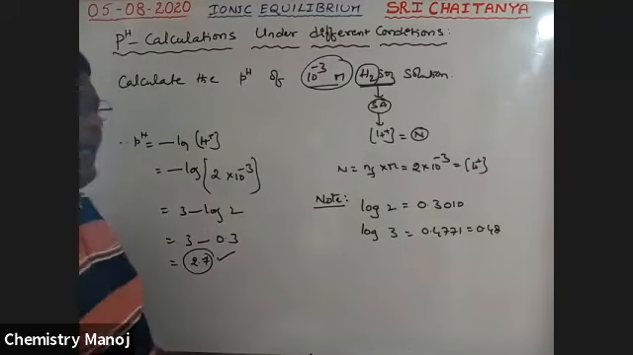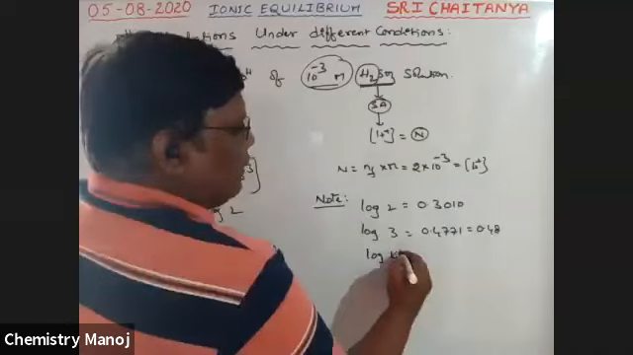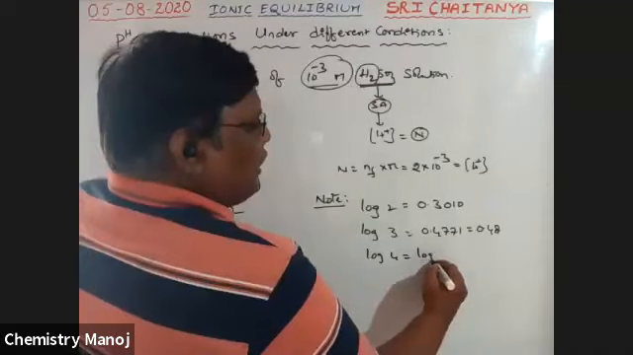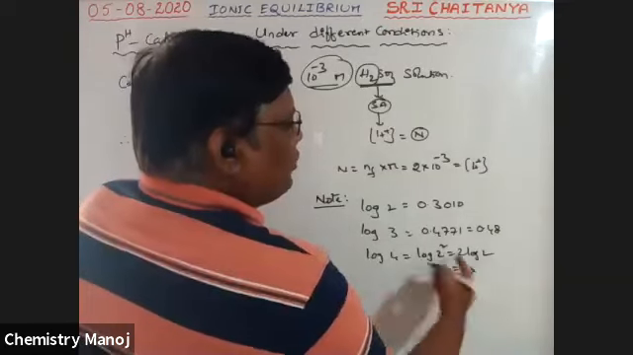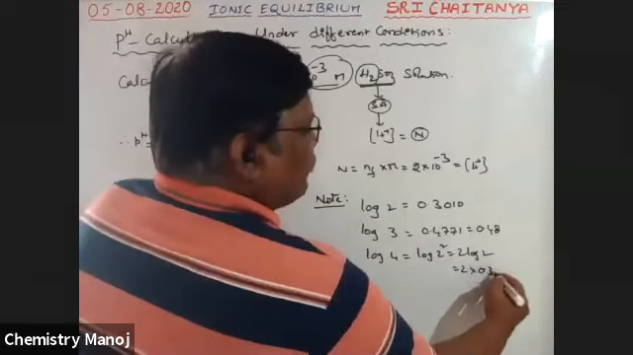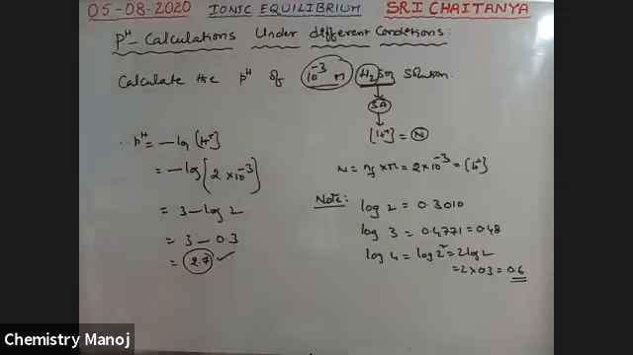So 0.4771, which is equal to 0.48 generally we take. Next, log 4. Log 4 is nothing but log 2 square, that is 2 log 2 only. That is equal to 2 into log 2 value 0.3, which is equal to 0.6 only. Please remember, if you know the log 2 value, it is the way to calculate the log 4 value.